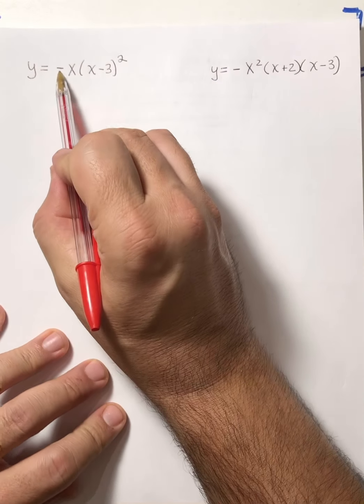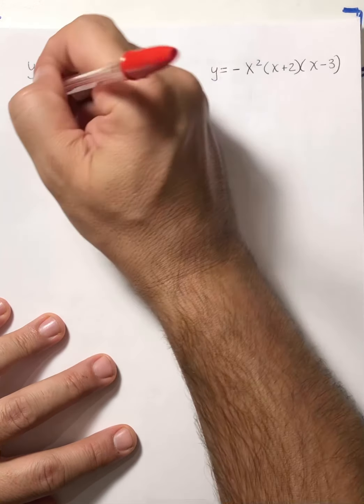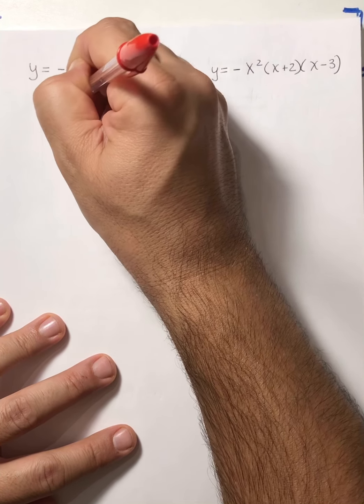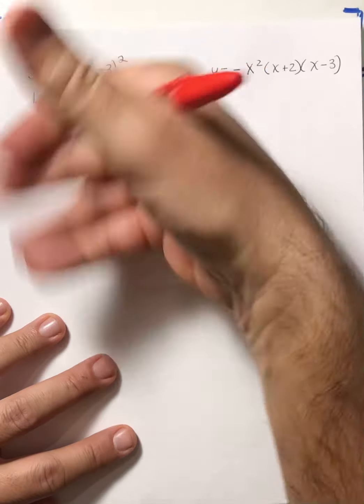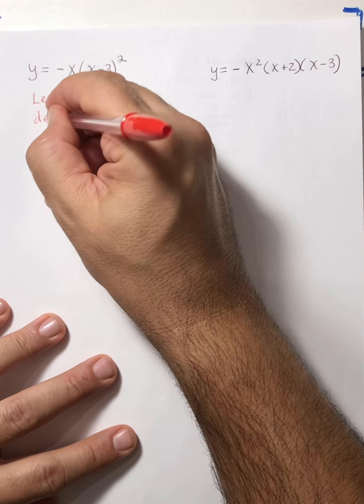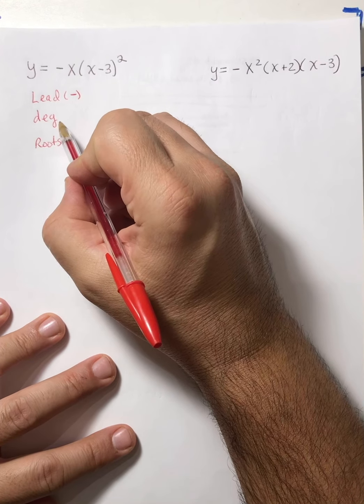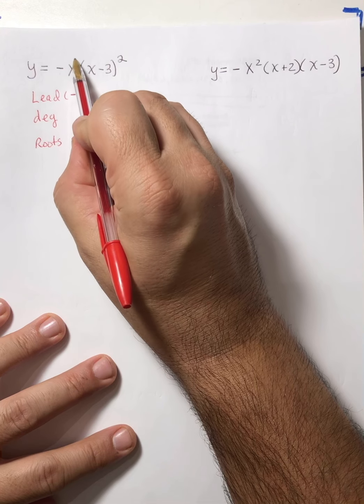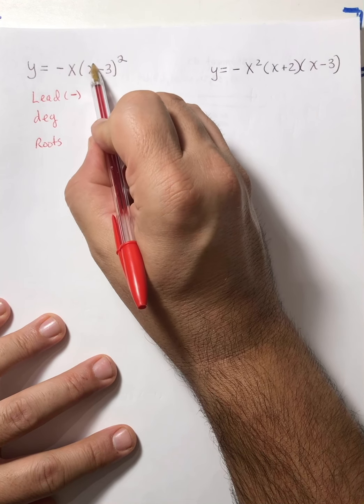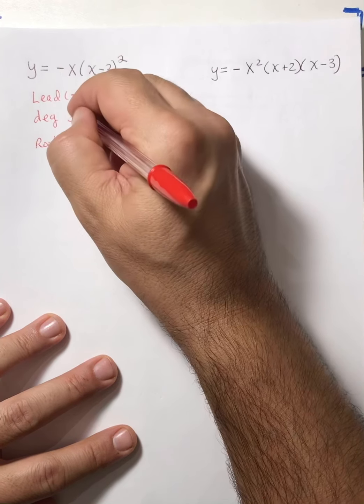All right, now notice this one has a negative in front. So our lead is negative. So that means we're flipping. Okay, the degree and then the roots. So what's the degree? I have an x to the power of 1 times an x squared. That means it's a 3rd degree.